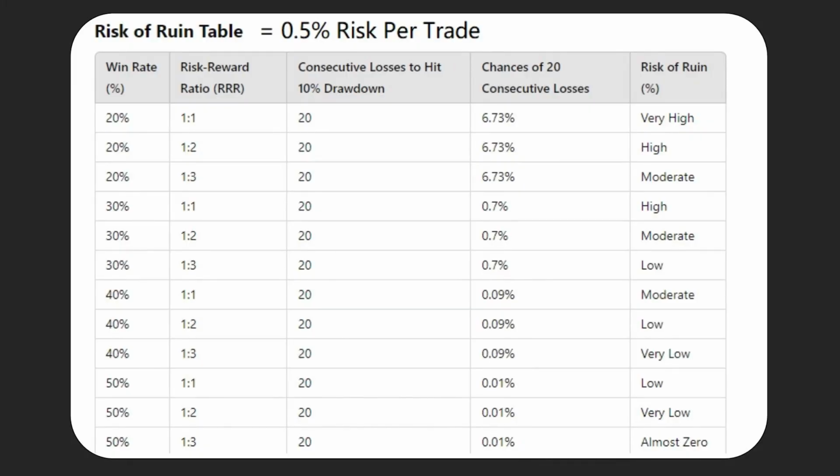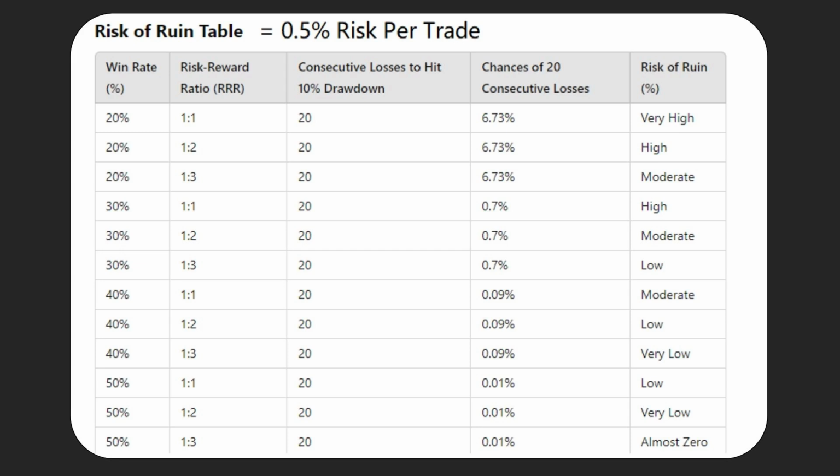Now, moving on to the next slide. Right here in this slide, we're going to look at the risk of ruin table, and it's going to explain what risk of ruin actually is, how it works, and why you should be aware of it. And then in the next slide, we will discuss its importance and benefits.